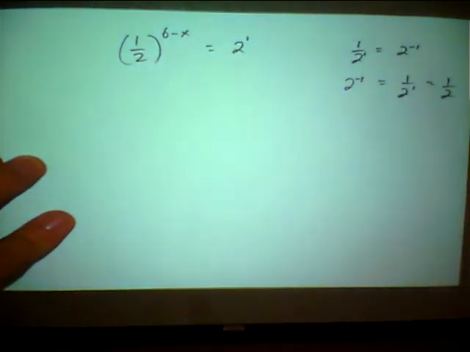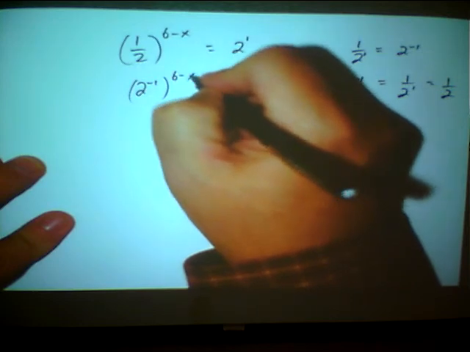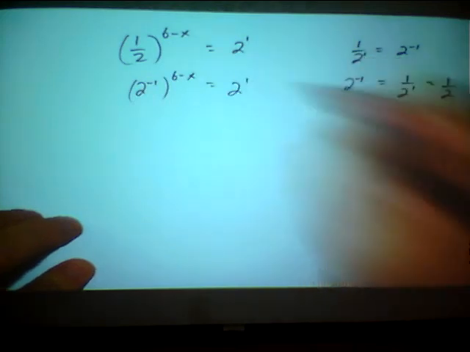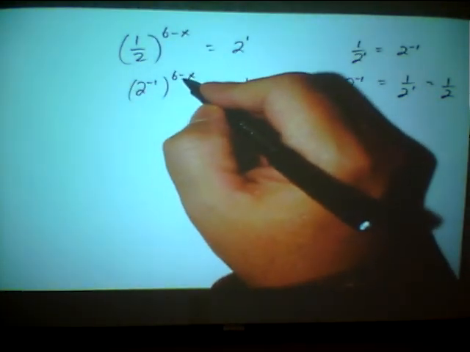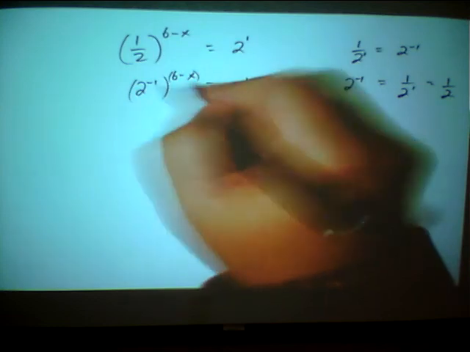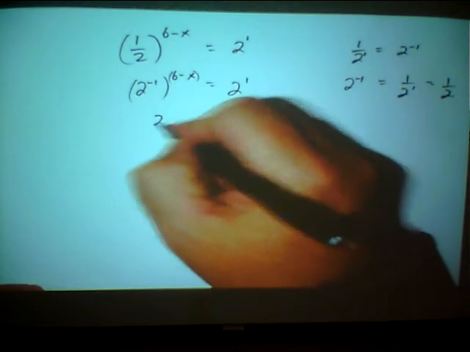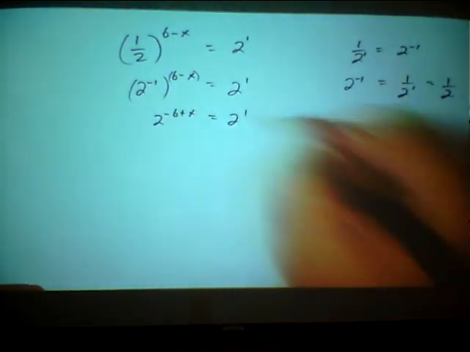So I'm going to replace this 1/2 with 2 to the minus 1. Of course, the exponent is still 6 minus x, and the right-hand side is 2 to the first. All right, so I'm making some progress. Looks like I have the same base now, 2 and 2, but the left-hand side I need to simplify some. 2 to the minus 1 raised to the 6 minus x power. I'm going to have to multiply the minus 1 times the 6 minus x, and you end up with 2 to the negative 6 plus x equals 2 to the first.